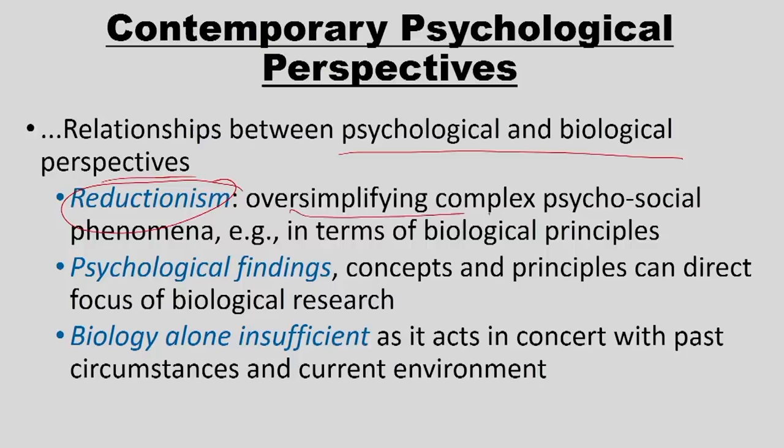So, oversimplifying a complex psychosocial phenomenon, for example, in terms of biological principles. One issue is that the biological viewpoint reduces or oversimplifies complex phenomena. Getting angry in itself is a complex phenomenon. People just don't get angry. But what the biological perspective is doing is oversimplifying this act of getting angry into regions of the brain, into neurotransmitters and things like that. So what it is doing is simplifying in terms of the brain.